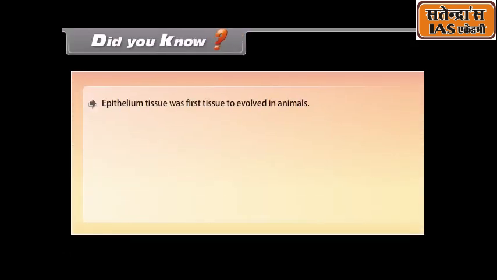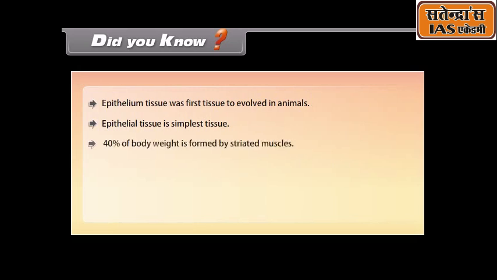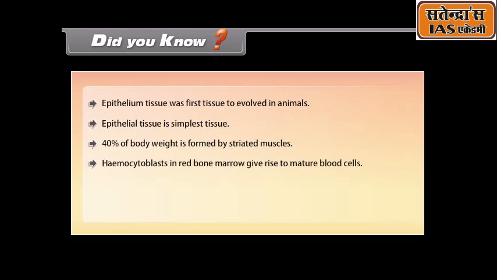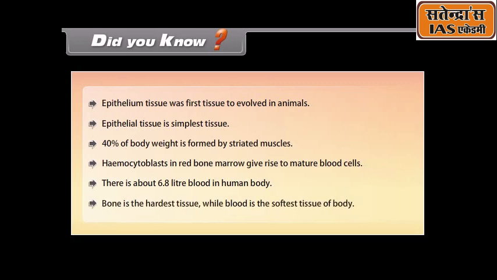Did you know? Epithelium tissue was the first tissue to evolve in animals. Epithelial tissue is simplest tissue. 40% of body weight is formed by striated muscles. Hemocytoblasts in red bone marrow give rise to mature blood cells. There is about 6.8 liters of blood in human body. Bone is the hardest tissue, while blood is the softest tissue of body.